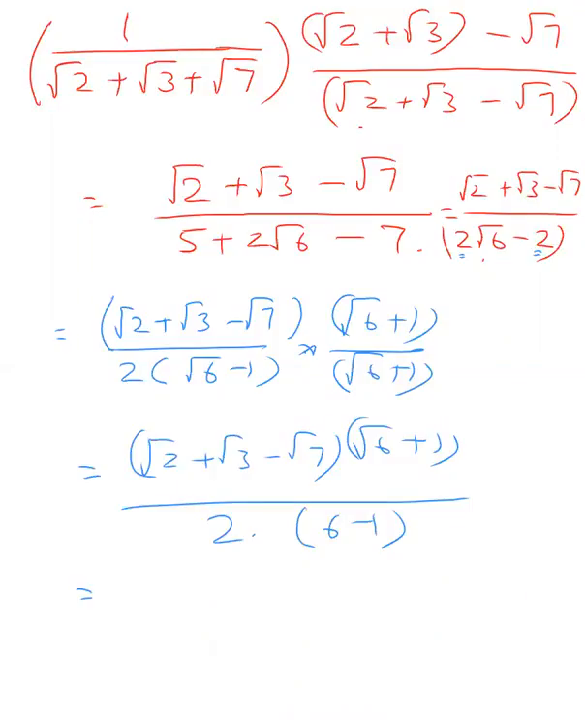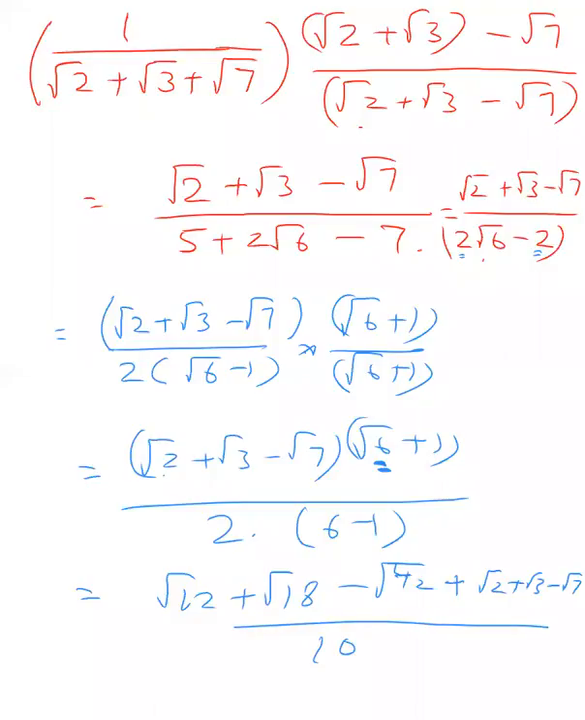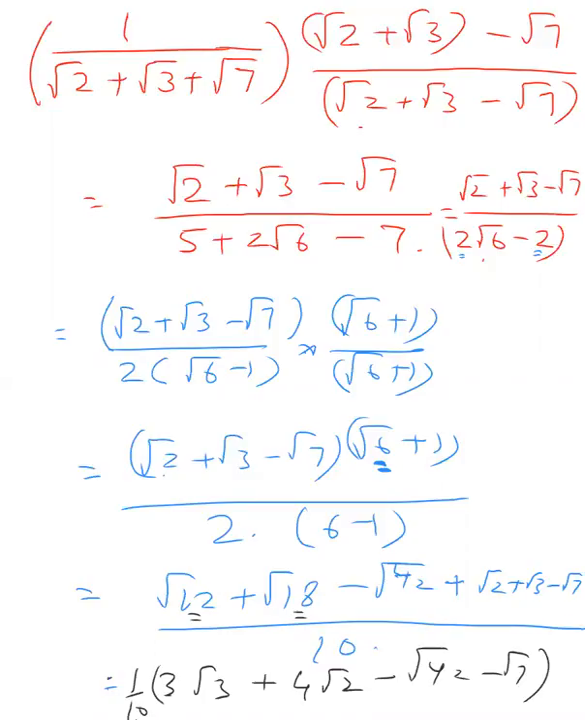And one by one you have to multiply: root 12 plus root 18 minus root 42 plus root 2 plus root 3 minus root 7 upon 10. Or you can say this as root 12 is 2 root 3 plus 3 is 3 root 3. Root 18 is 3 root 2 plus this is 4 root 2 minus root 42 minus root 7, and whole thing divided by 10. Is it okay?